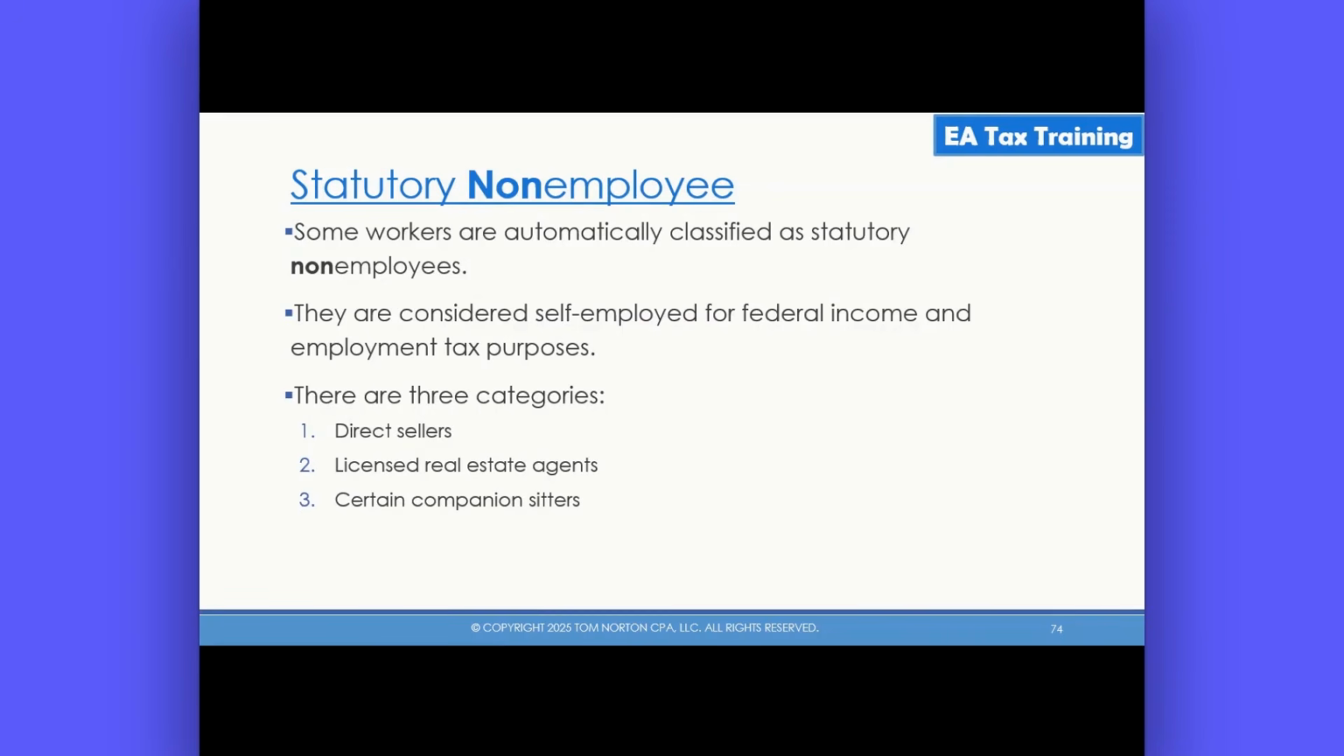Statutory non-employees. So these are workers who are automatically going to be classified as not being employees, and the IRS and the government will not argue with them. So they are considered to be self-employed for federal income and employment tax purposes. There are three categories of these statutory non-employees: direct sellers, licensed real estate agents, and certain companion sitters.